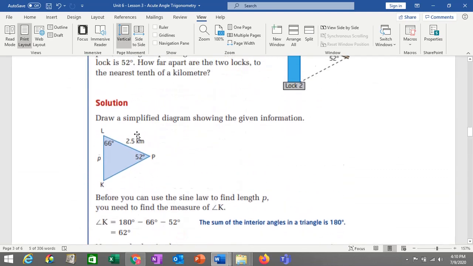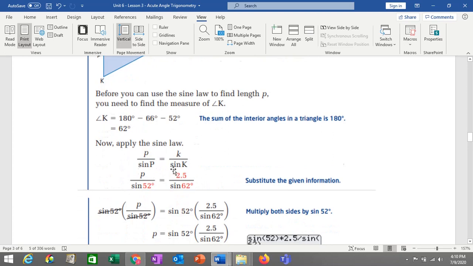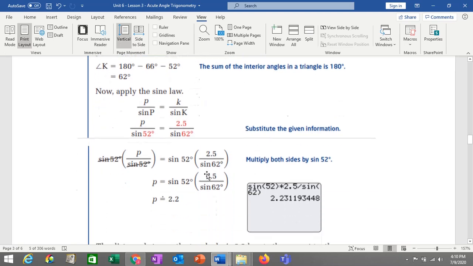So we have this side and that angle, which we know is 62 degrees, and we have this side and that angle, which is 52 degrees, and this side is unknown. So we plug all that in, right? So P over sine P equals K over sine K, and we have three of those things. So now we're just going to be able to work this out.